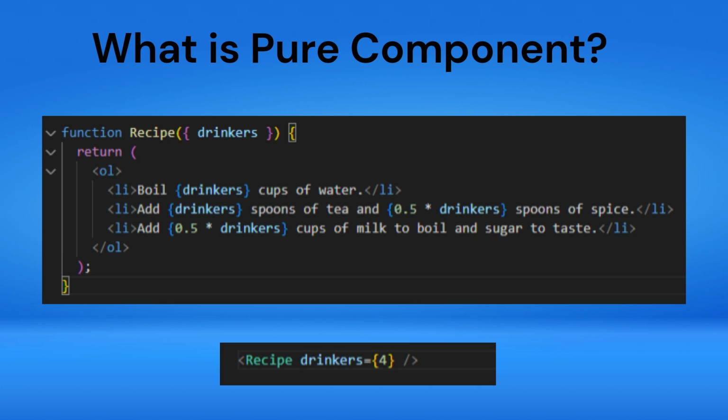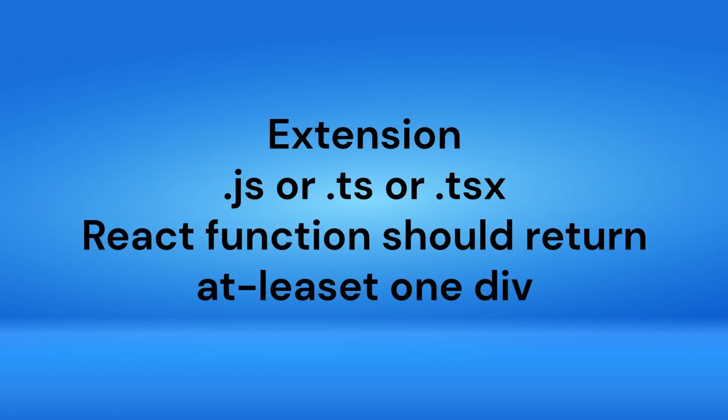This method defines a React component named Recipe and destructures the drinkers prop directly from the argument. It returns a JSX ordered list with 3 list items, dynamically using the drinkers value to calculate ingredient quantities. The output will be rendered based on the drinkers prop. The behavior of the output changes depending on the property. The small screenshot below shows how this function is called inside another function. A React function should have at least one div tag to return from the function. The extension will be .js or .ts or .tsx for all React functions.